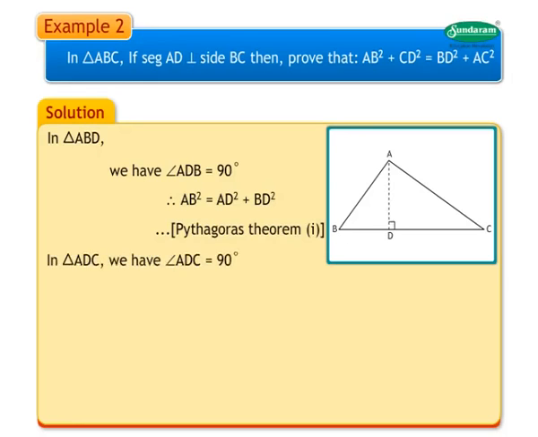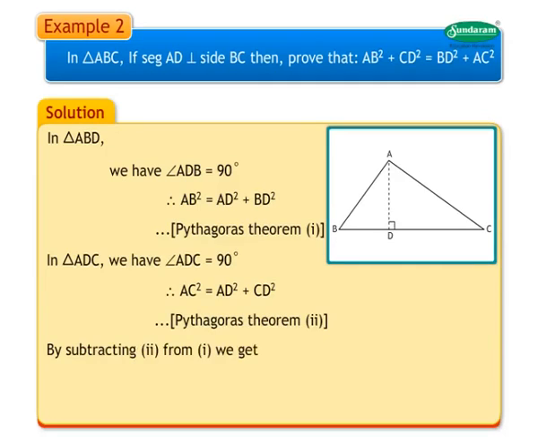In triangle ADC, we have angle ADC is equal to 90 degrees. Therefore, AC square is equal to AD square plus CD square by Pythagoras theorem. Let us mark this equation as 2. Now, by subtracting 2 from 1, AB square minus AC square is equal to BD square minus CD square. That is, AB square plus CD square is equal to BD square plus AC square.